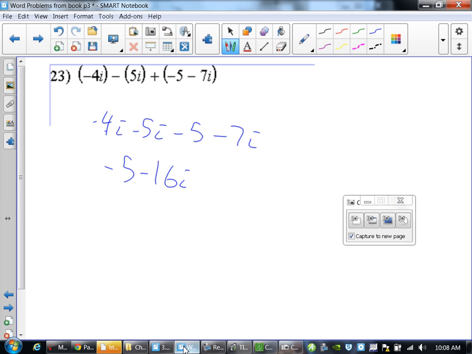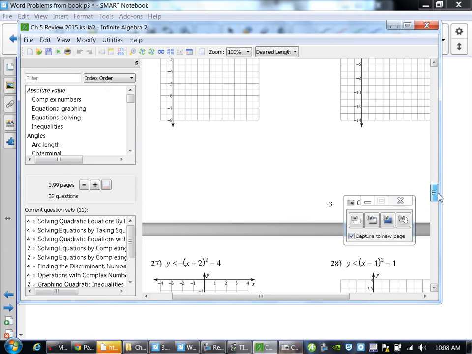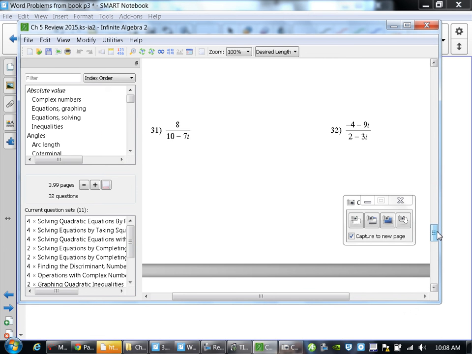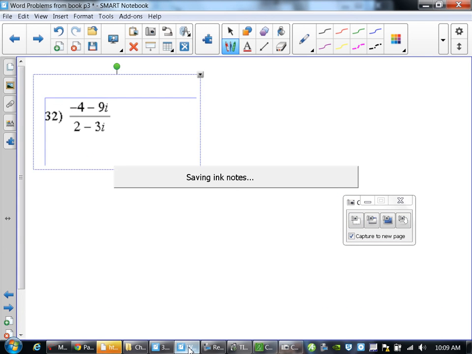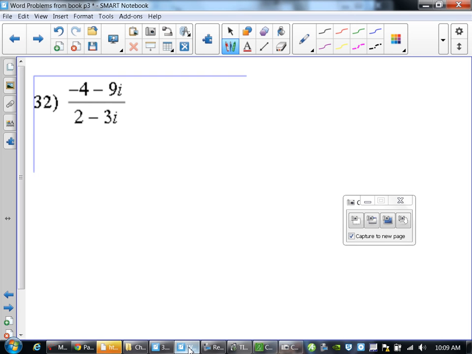Rationalizing? Oh, I love to rationalize. So we need to get rid of the i in the denominator. We multiply by its conjugate. So basically what you're doing is you're creating a difference of squares. If you have a 2 minus 3i, I'm going to multiply it by 2 plus 3i. Very good. So multiply top and bottom by 2 plus 3i.